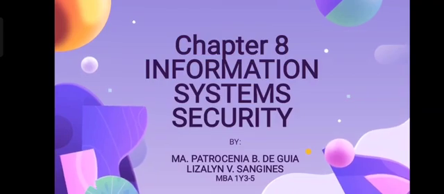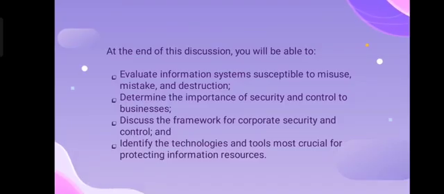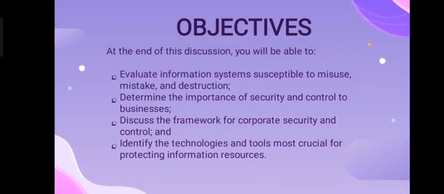So, what are the objectives? At the end of this discussion, we will be able to evaluate information systems susceptible to misuse, mistake, and destruction, determine the importance of security and control to businesses, discuss the framework for corporate security and control, and identify the technologies and tools most crucial for protecting information resources.